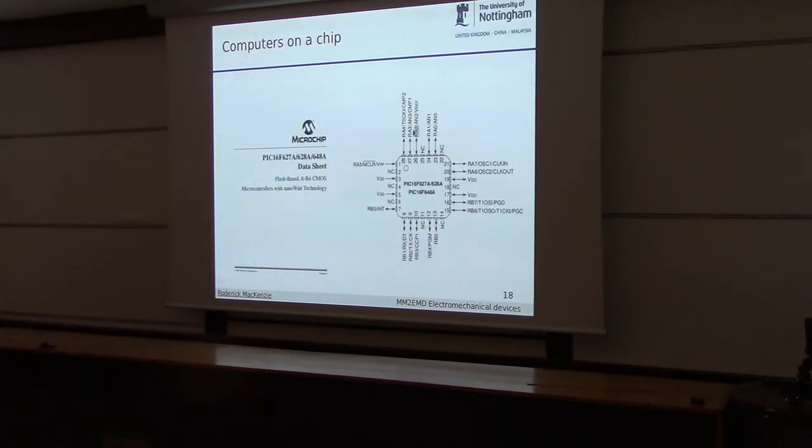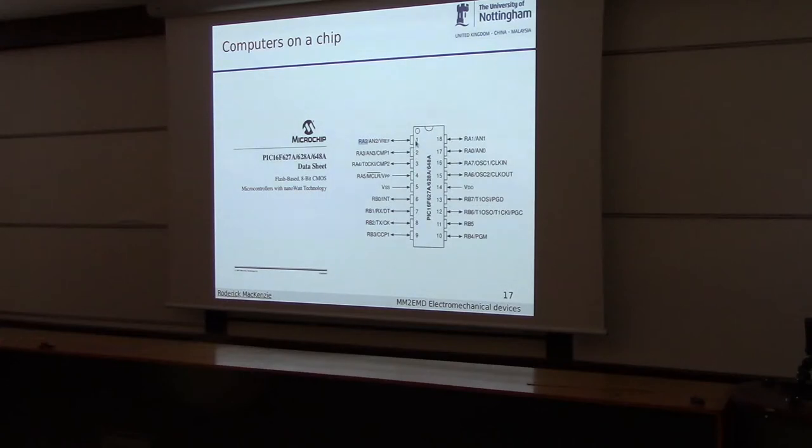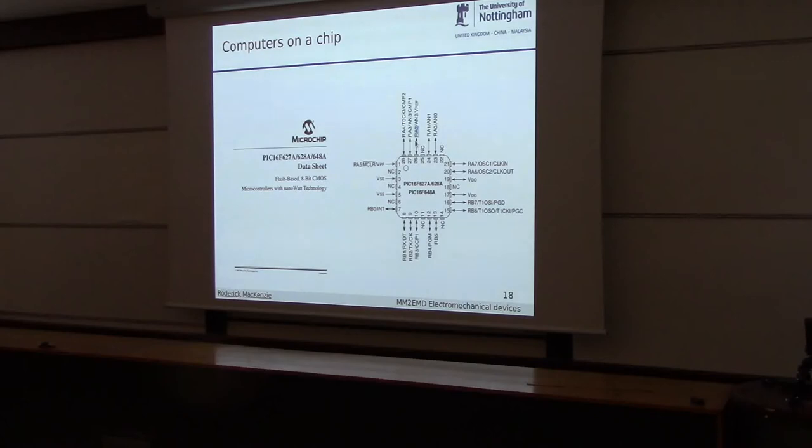The other thing is, this chip here comes in a long package, but you can just get them in a different package, so you can get them in a square package if that suits your application better. So that's basically how you'll find microcontrollers in the wild, effectively, when you have to go and use them.